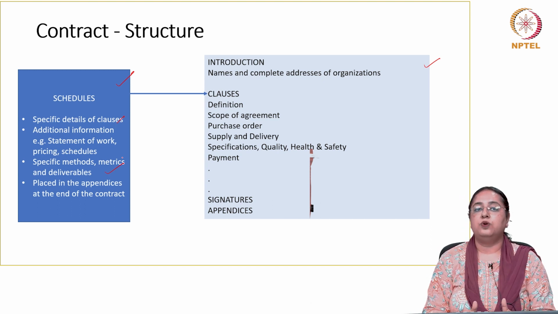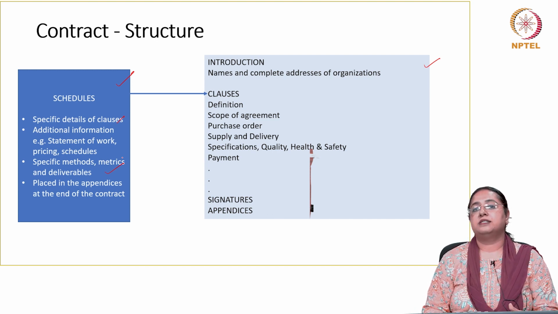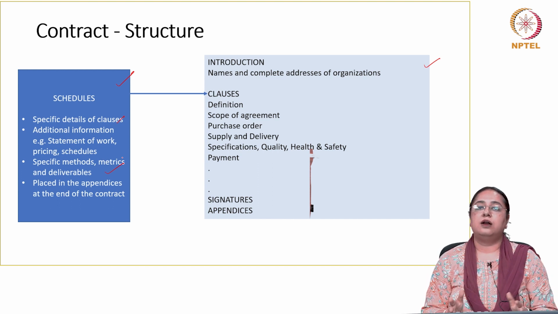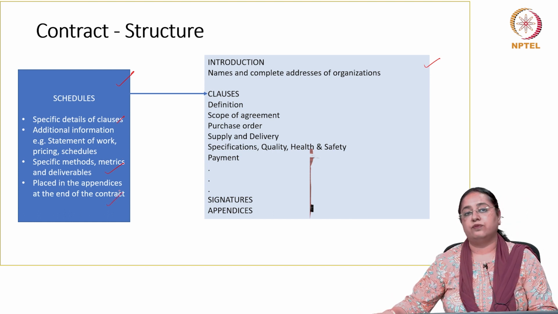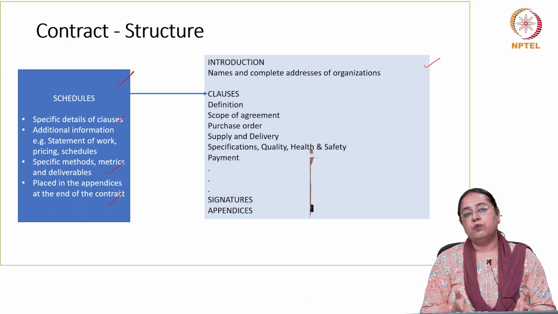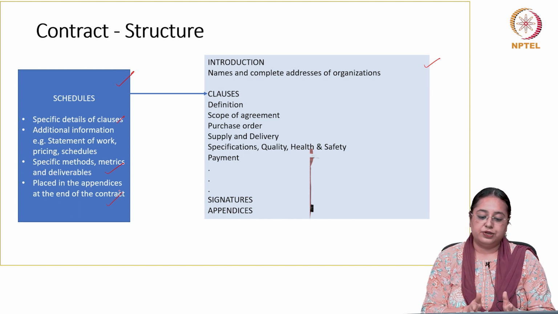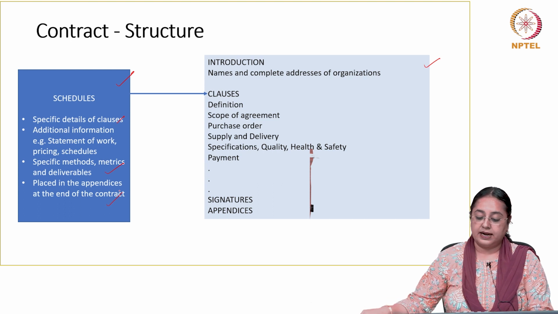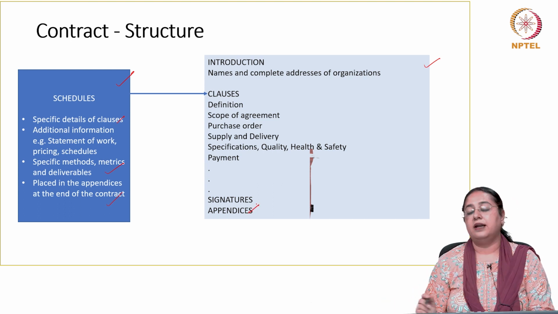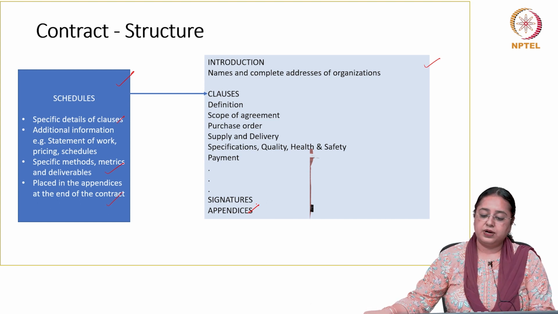So it's very important to clearly define metrics, how we are going to measure those metrics, and what the deliverables are. So those are the positions under the schedule. And also these can be placed as appendices at the end of the contract. So what we want to say is that the clauses would be driven by the schedules, or we can say we would support the clauses with the schedules at the end, under the appendices, right? And then come the clauses.